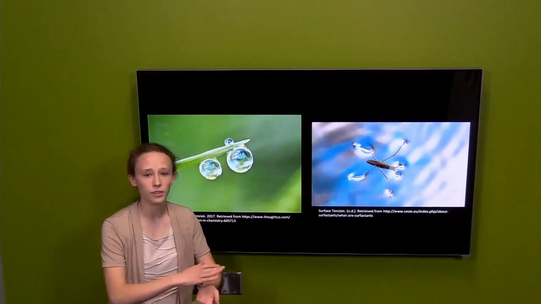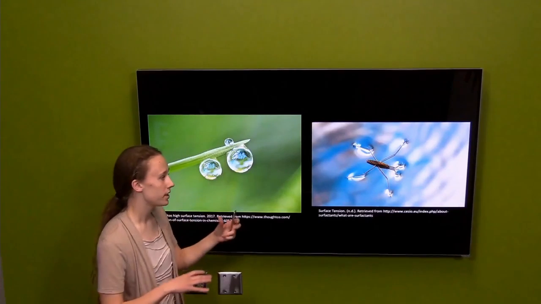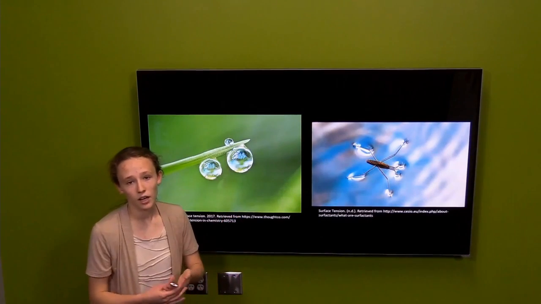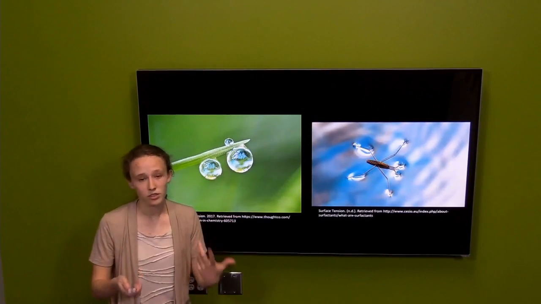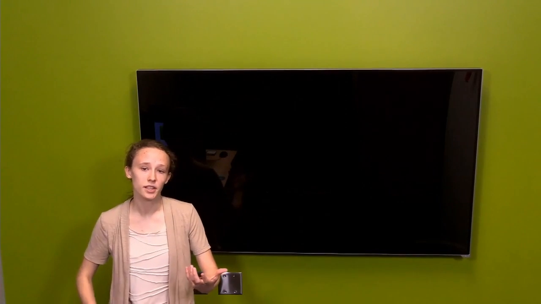This creates sort of a film on the surface of liquid water. It also results in a group of water molecules wanting to take the shape that will give the group of water molecules the smallest surface area possible. That's called surface tension. Now that you understand some of the properties of water, let's talk about how they make the process of transpiration possible.